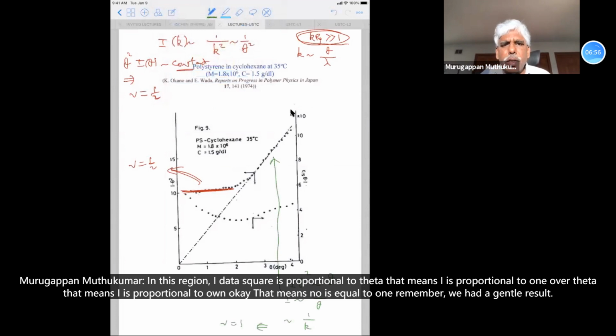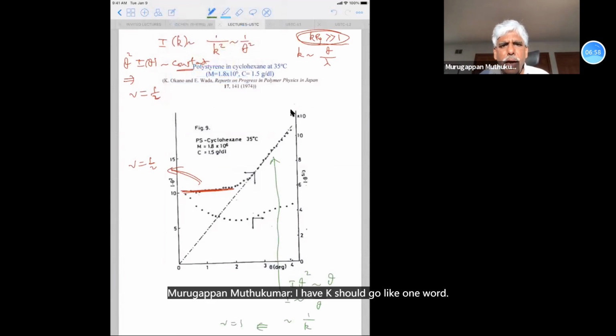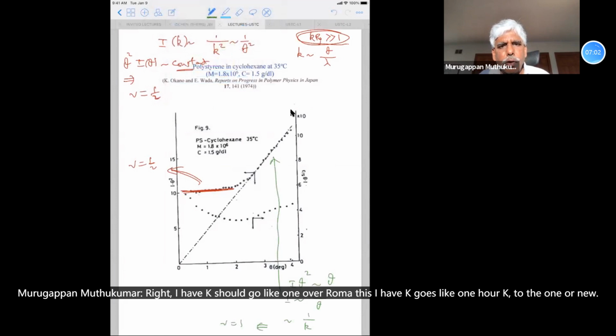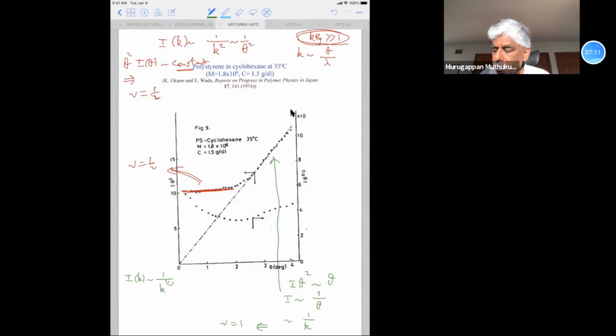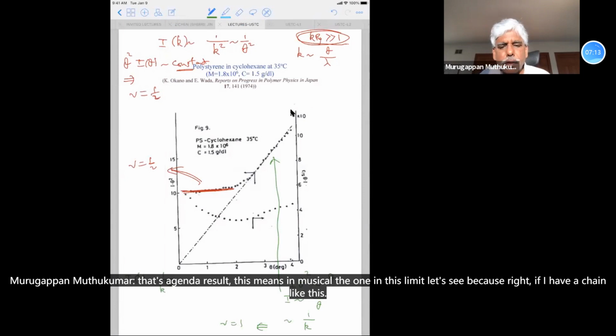Remember, we had a general result. I of k goes like 1 over k to the 1 over nu. That's the general result. This means nu is equal to 1 in this limit.